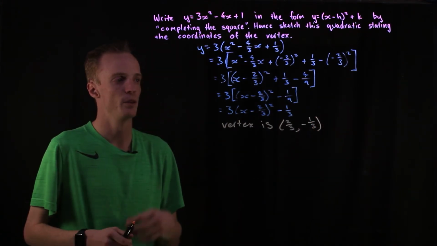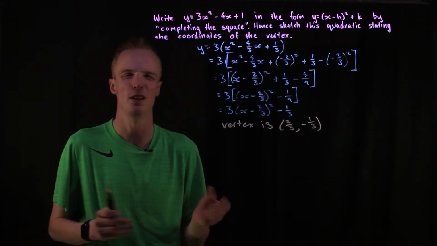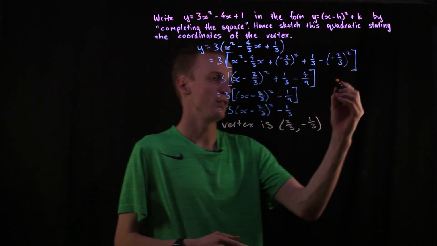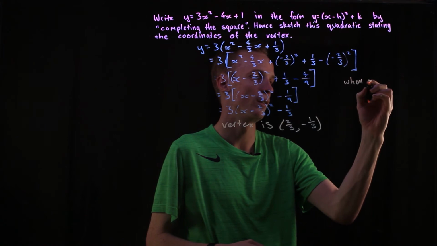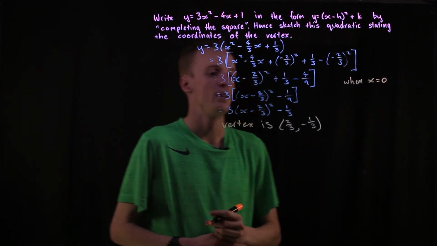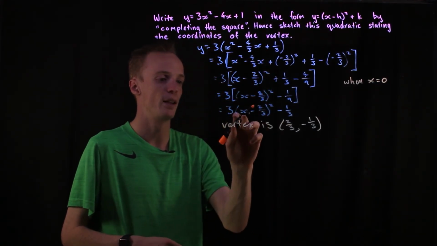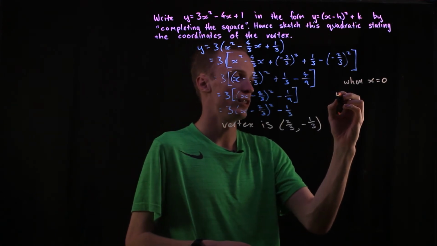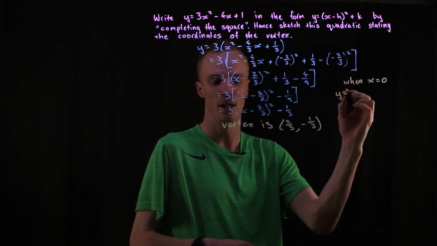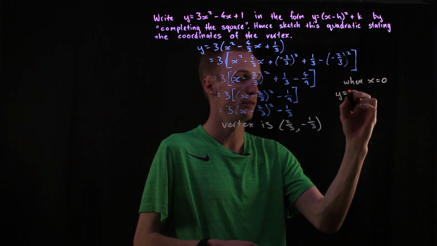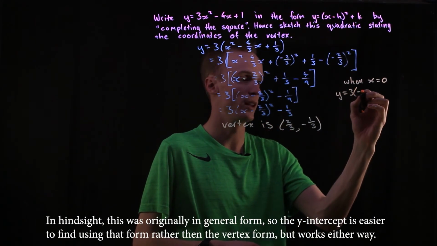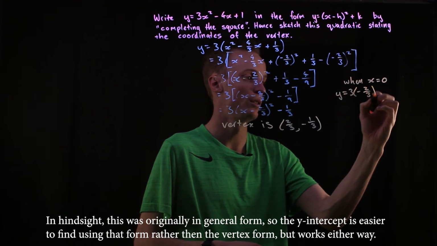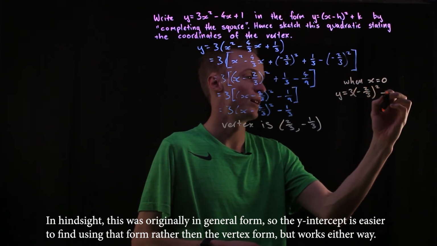But like last time, we also want to identify where the y-intercept is to help us sketch this. So to find the y-intercept, I want to know when my x is equal to 0. So I'll substitute 0 back in for my x in here. So essentially my y is going to be 3 times 0 take 2/3, which is just negative 2/3, all squared, take 1/3.